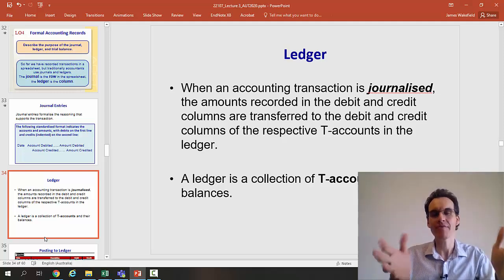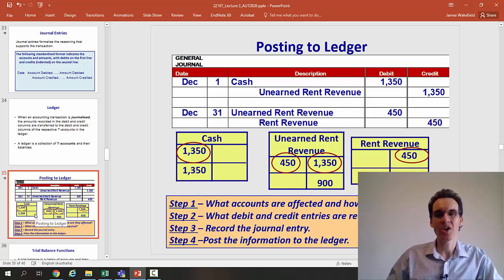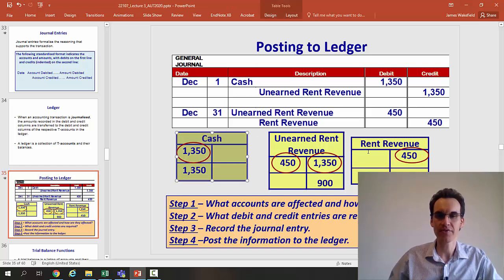So you have that account for every single account you have. So when we consolidate together all our journal entries, we transfer those amounts to the different T accounts. So let's have a look at this example here. We have two different journal entries.